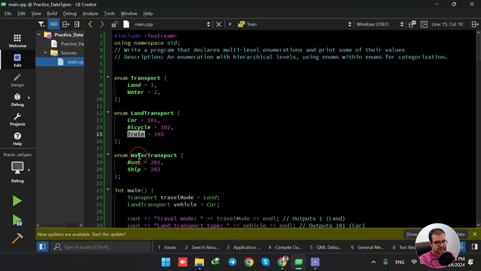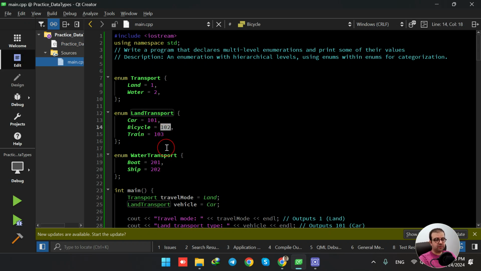And then we are having the enum water transport. We're having boat and ship, and each of them is assigned a number. So instead of remembering these numbers or codes, for example, in our company, we are giving them meaningful names so it would be easy to work with them.